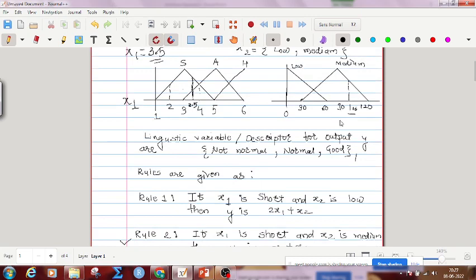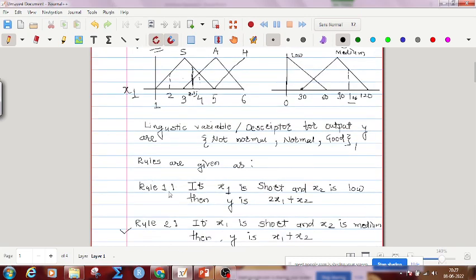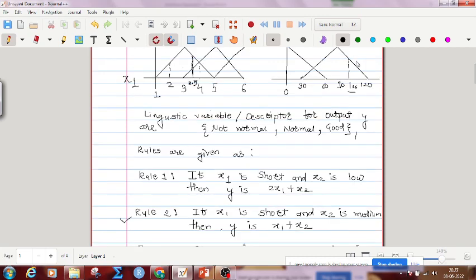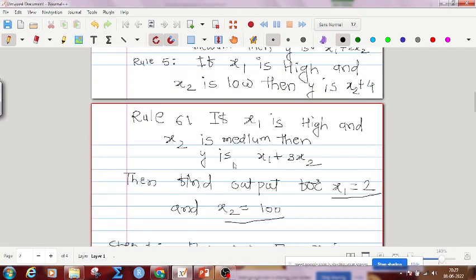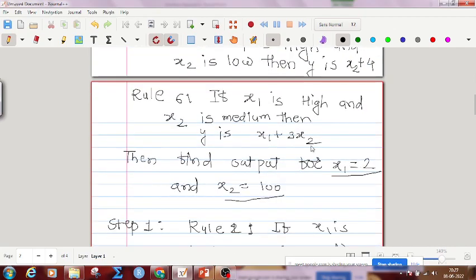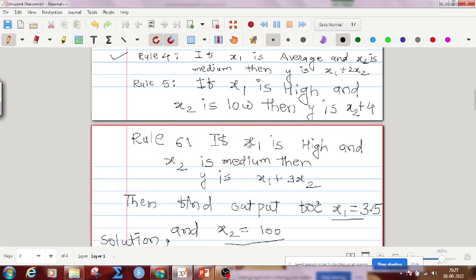My question is, how can these rules be defined? A small table will be given for the combination of SAH with low and medium. Rules will be given to you. Now the question: x1 equals 3.5 and x2 equals 100, then what will be the output, that we are going to find out here. So for that, what is the first thing, which rules should we consider? There are a total of 6 rules, but which should we consider?